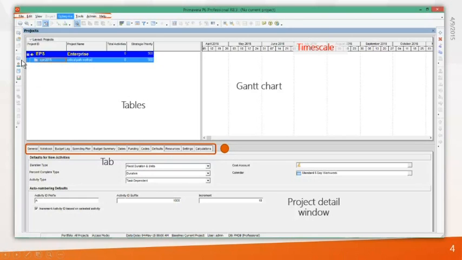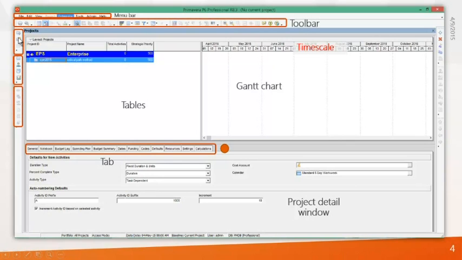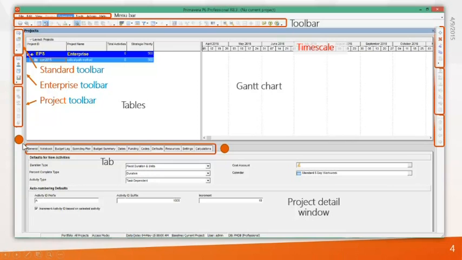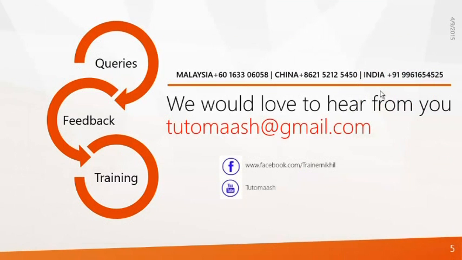At top left you can see the menu bar, and below it you can see the toolbar that contains important tools. And on the left side, we have three sections of toolbars called the standard toolbar, enterprise toolbar, and project toolbar. You can customize it by right clicking over the round spot. Again, on the right side, we have the editing toolbar, assigning toolbar, and moving toolbar. So those are the major technical terms that you must know before we start Primavera.